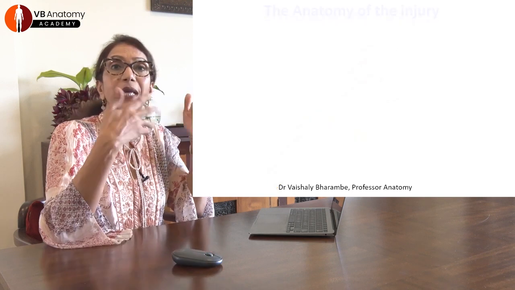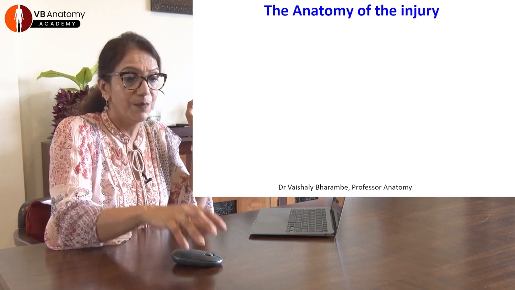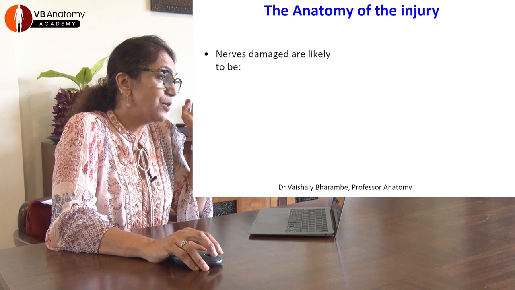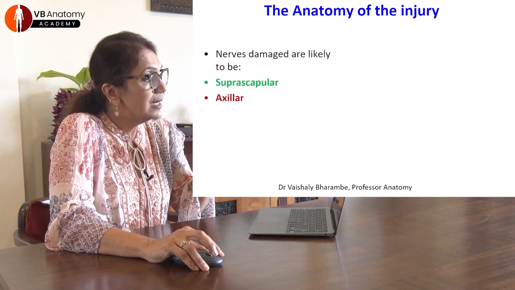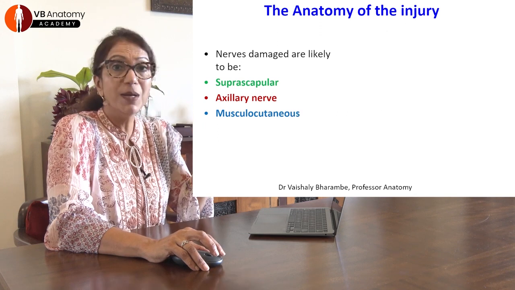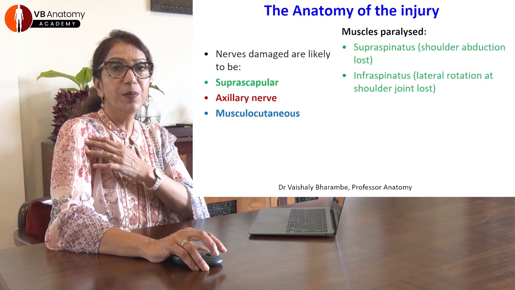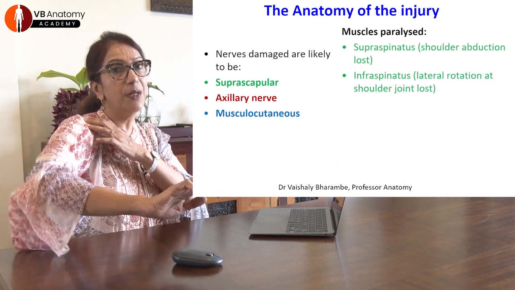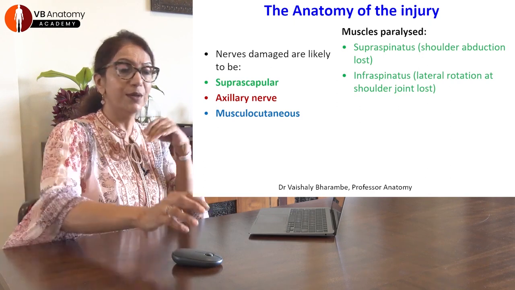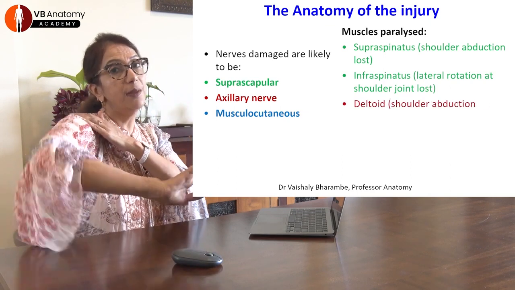Now let's talk about the anatomy of the injury. Fine, we've understood the C5, C6 is damaged. What are the nerves damaged then? The nerves damaged are suprascapular, axillary, and musculocutaneous. So if your suprascapular is damaged, which muscles are paralyzed? Supraspinatus, infraspinatus. Supraspinatus, you can't abduct your shoulder. Infraspinatus, you can't laterally rotate your shoulder. Okay? Axillary nerve, deltoid is gone, you can't abduct your shoulder.